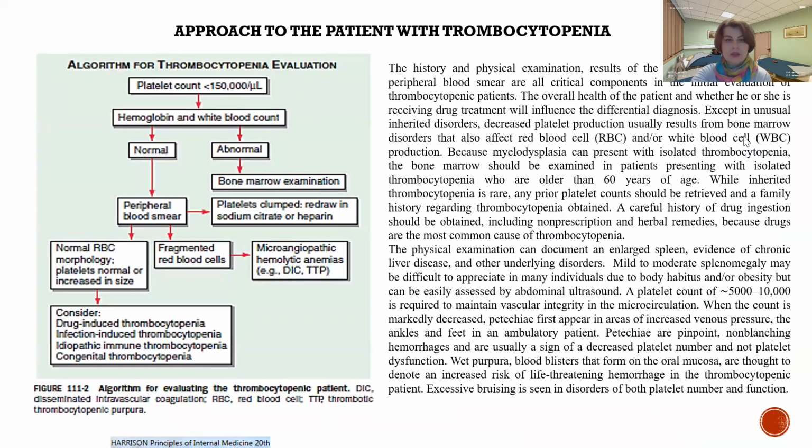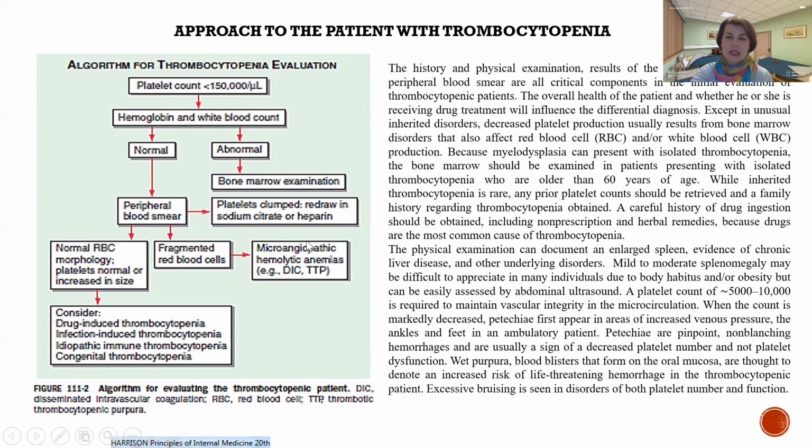The history and the physical examination results, the CBC, and the review of the peripheral blood smear are all critical components in the initial evaluation of thrombocytopenic patients. The overall health of the patient and whether he or she is receiving drug treatment influence the differential diagnosis. Except in unusual inherited disorders, decreased platelet production usually results from bone marrow disorders that also affect red blood cell and white blood cell production.